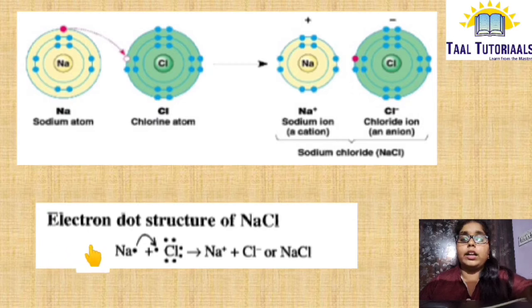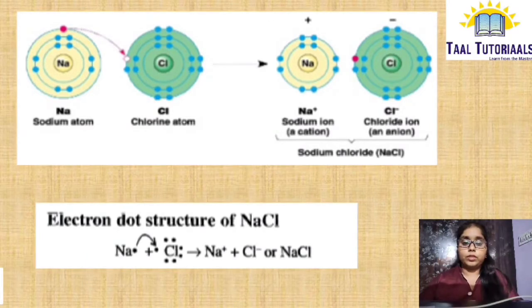So this is the electron dot structure of NaCl. See, Na having 1 electron in the valence gives it to the chlorine, which has already 7, and after getting that it becomes 8, and so the NaCl is formed.